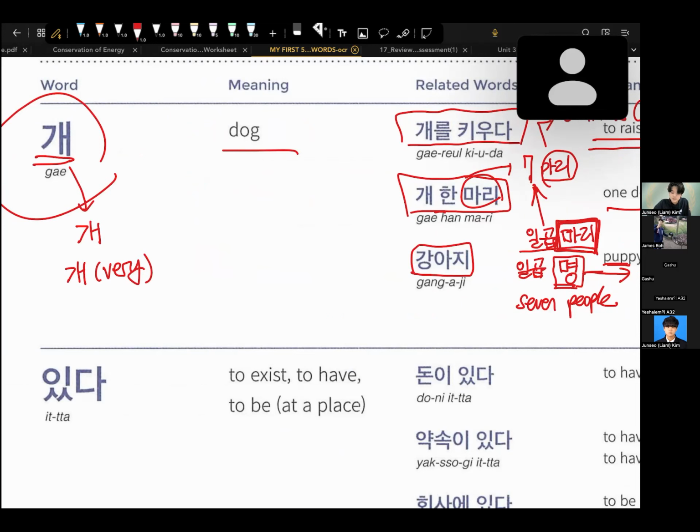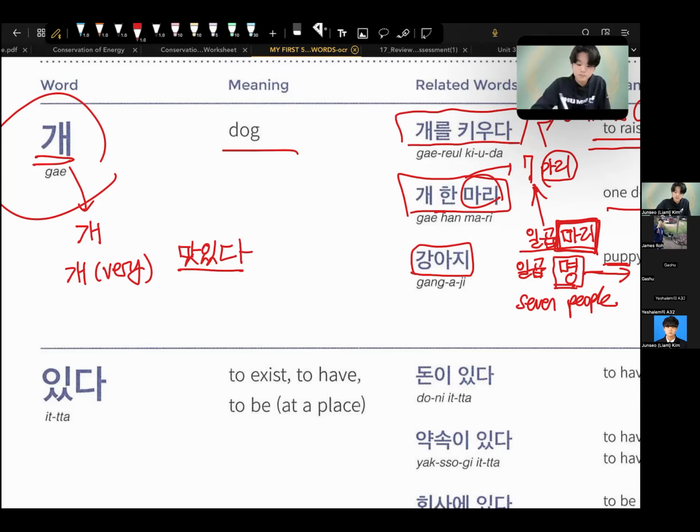맛있어. Delicious? Yeah, in Korean, yes. In English, tasty is delicious, but in Korean it's 맛있다, right? 맛있다. 맛있어. So when people want to say something is very 맛있어, they sometimes say 개 맛있다, 개 맛있어, like this.